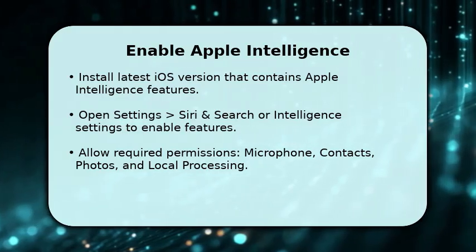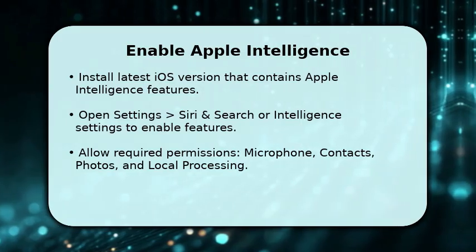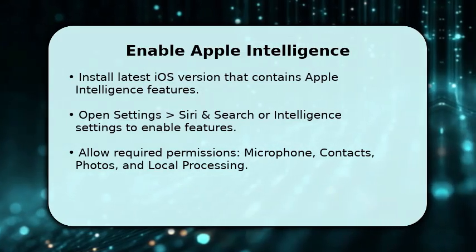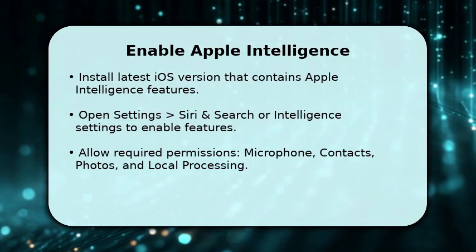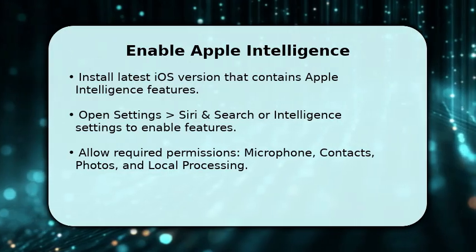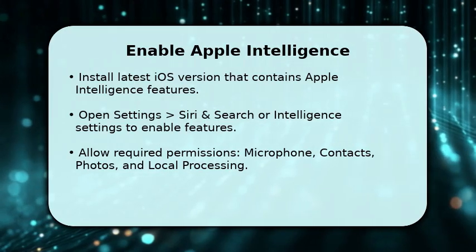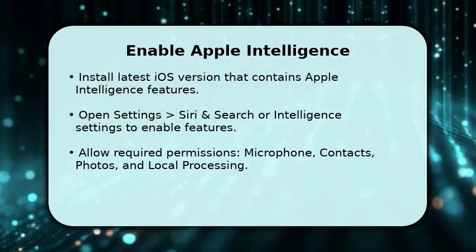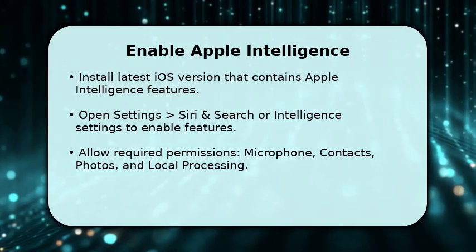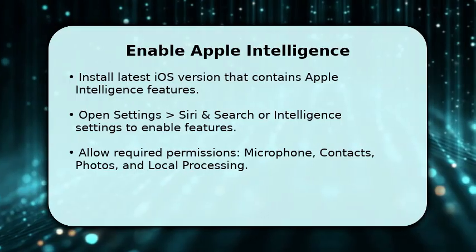Open Settings and look for Siri and Search or a dedicated Intelligence section. Toggle the main switch to enable. Grant the required permissions when prompted: microphone for voice input, contacts and messages for context, and photos for image suggestions, and allow local processing where offered.